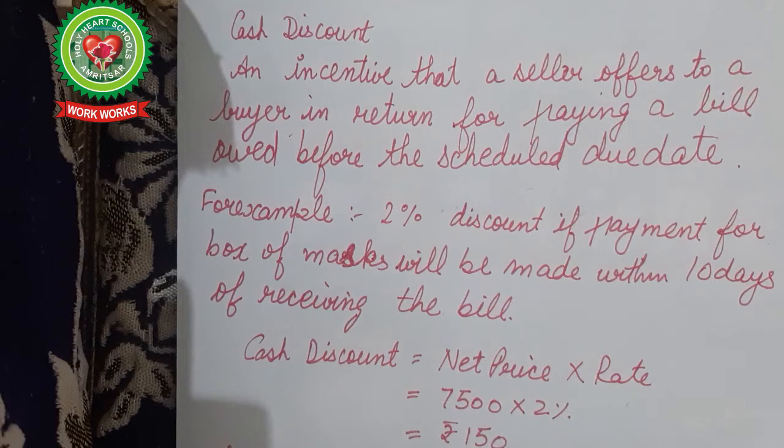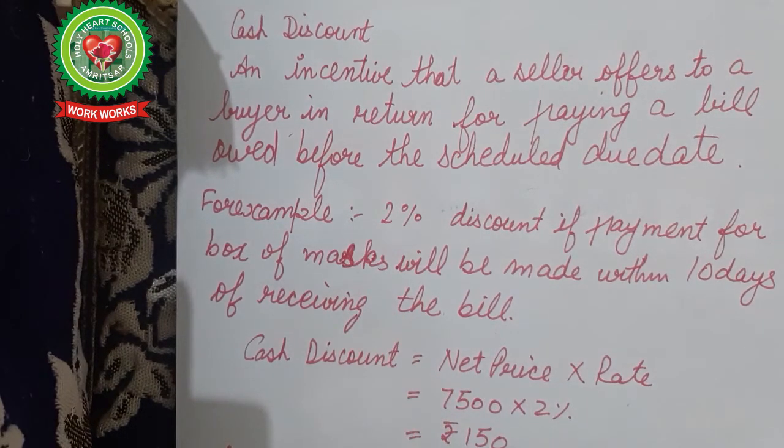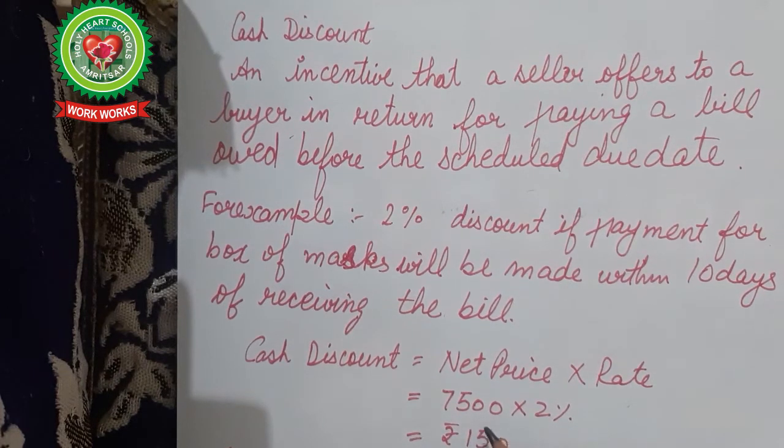For example, Rita told me, I will give you an additional 2% discount if payment for a box of masks will be made within 10 days of receiving the bill. So today is 13th May, I have placed the order today, and if I clear it before 22nd May, then she will give me 2% more discount. And now the 2% discount will be applied on 7,500. This is the point to be noted.